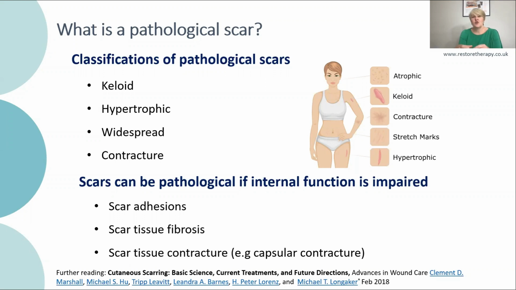And similarly, hypertrophic scars, which often get confused with keloid scars, are again red scars, raised scars. Not only do these scars have more overgrowth of scar tissue topically, so on top of the skin, but there's also more scar tissue being produced in the underlying layers. You've also got common classifications of scars that are pathological. Widespread scars and contracture scars often form after severe burns, and are very worrying if they're around joints.